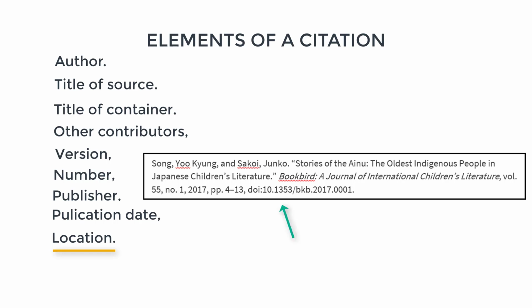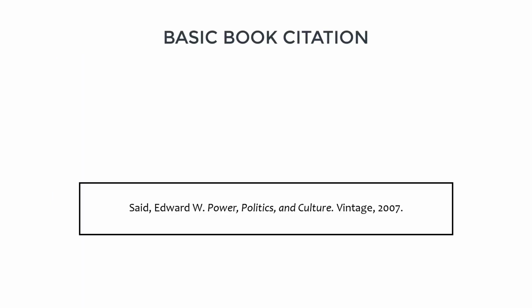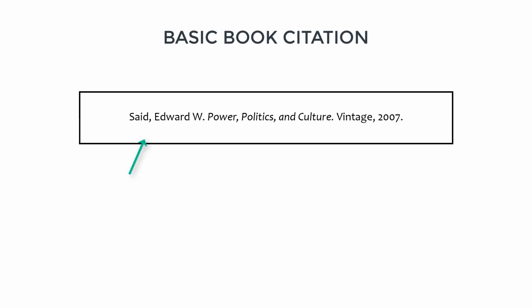A DOI is a digital object identifier, which is a unique number assigned to a digital item, such as an ebook or journal article. This sounds complicated, but could be as simple as the following book citation. The author, Edward W. Said, is listed first, followed by the title of the source. Because this is a book, there is no larger container to include, and then by the publisher and publication date. Notice that book titles are italicized and put into what is called title case, which means capitalizing all words except for articles, conjunctions, and prepositions.